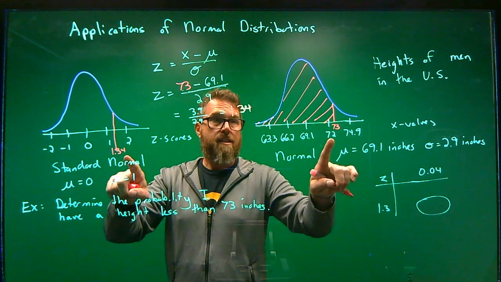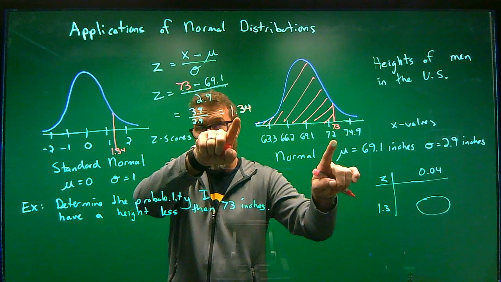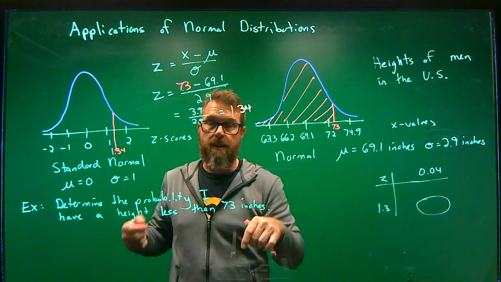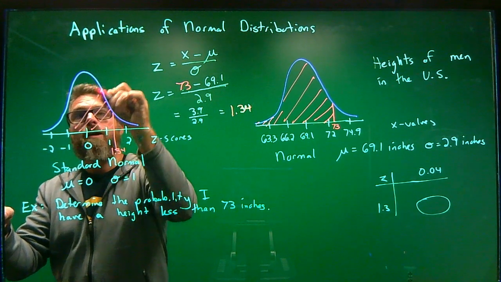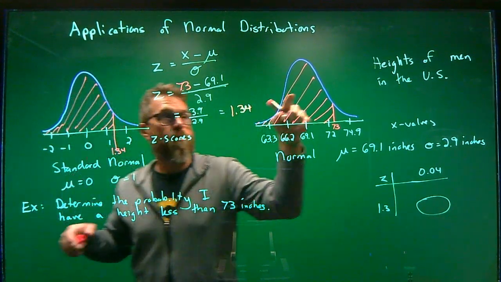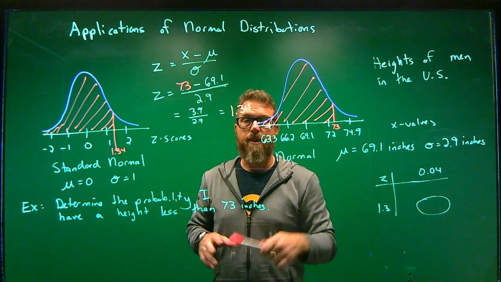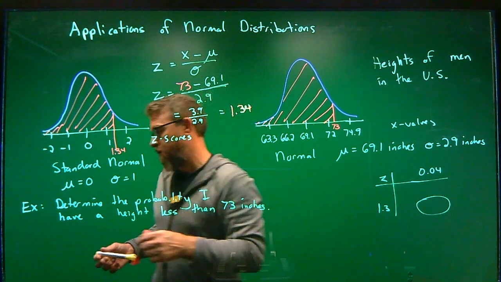So I can tell that this 73 is above one standard deviation, and that's shown here, that it's actually 1.34 standard deviations above this mean. So that means this pink area is going to be equal to this pink area. So I can use my standard normal distribution to find the area of any normal distribution as long as I use this z-score conversion.